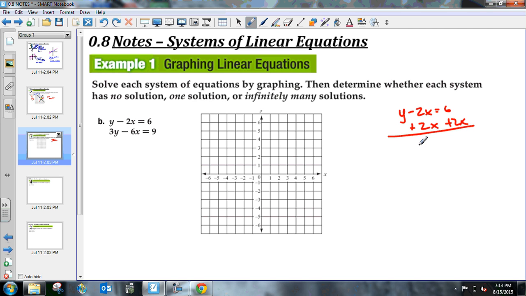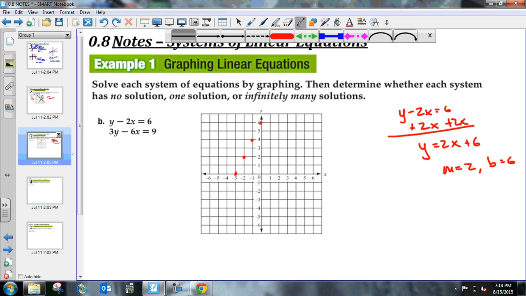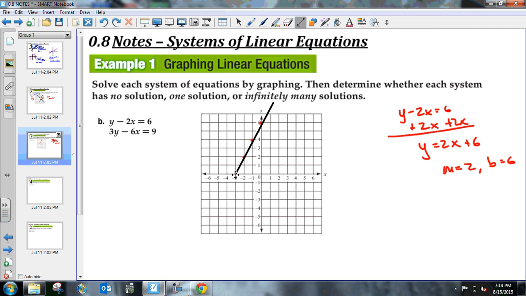And so I get the equation y is equal to 2x plus 6, okay? And so I know that in this equation, I've got a slope of 2 and a y-intercept of 6, okay? So I'm just going to graph that real quick. I have 6, and then I go down 2 to the left 1, down 2 to the left 1, down 2 to the left 1, all right? And I'm going to graph that line. Okay, extend this out just a little bit.